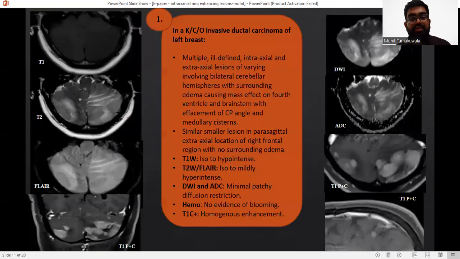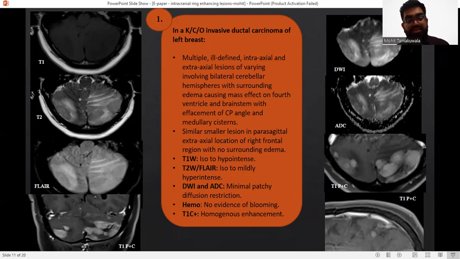Brain metastasis. In a known case of invasive ductal carcinoma of the left breast, multiple ill-defined intra-axial and extra-axial lesions of varying size involving bilateral cerebellar hemispheres with surrounding edema causing mass effect on the fourth ventricle and brainstem with effacement of CP angle cisterns. A similar small lesion in parasagittal extra-axial location of the right frontal region with no surrounding edema was noted.